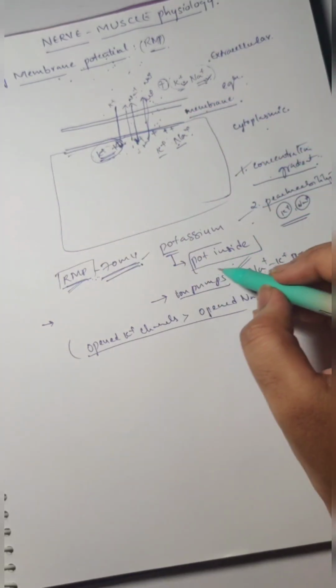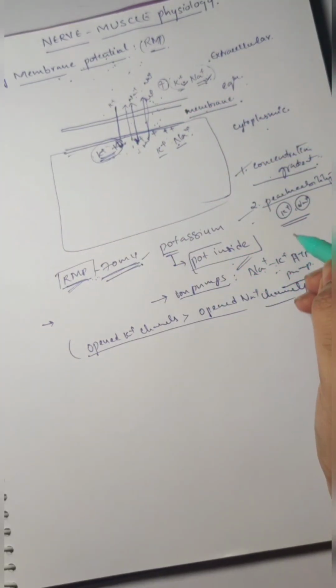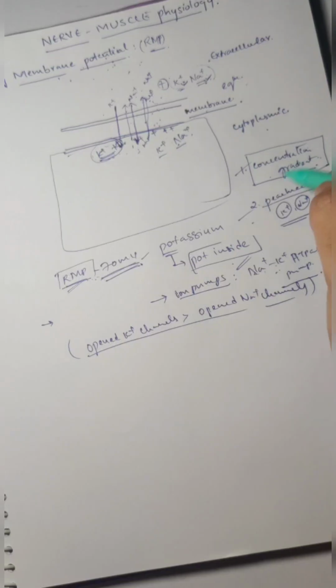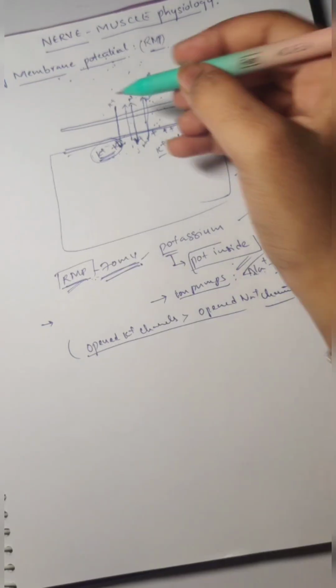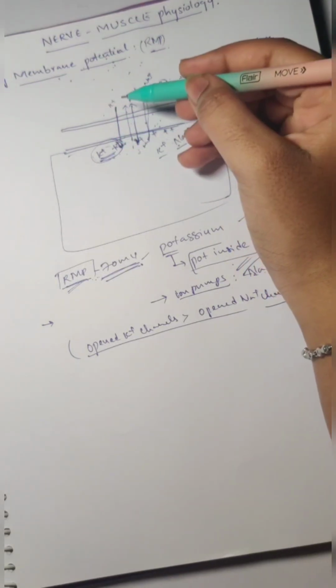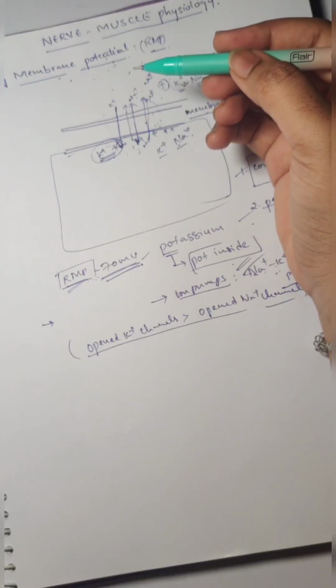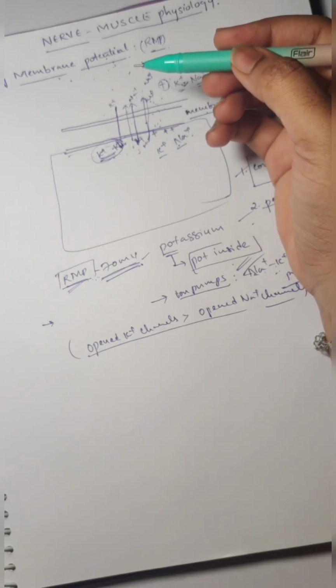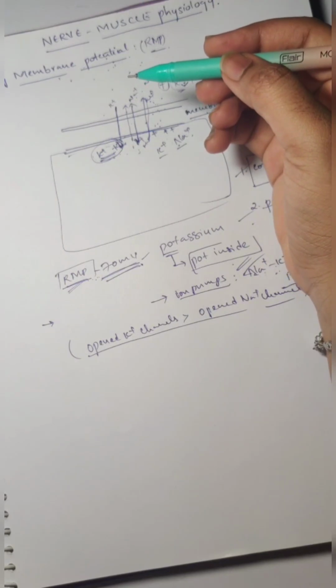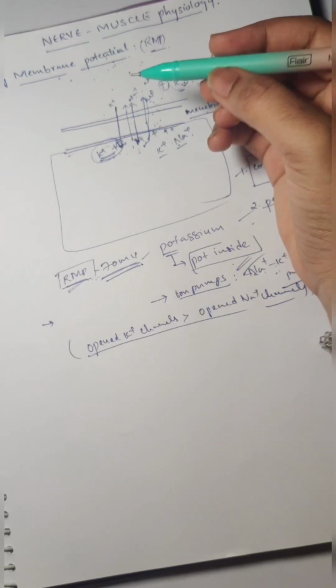And primarily, if anybody asks you what is maintaining the concentration gradient, it is the sodium potassium ATPase pump. How is it maintaining the concentration gradient? By pumping 3 sodium out and 2 potassium in.